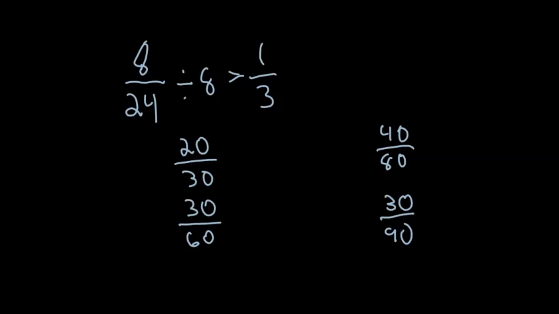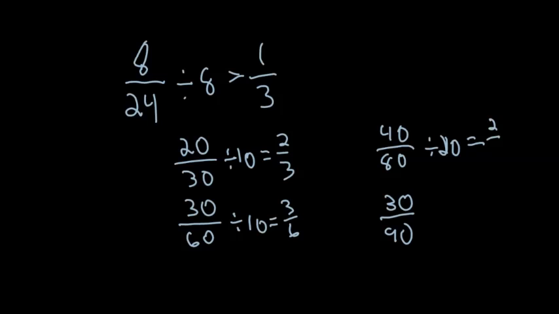to 1/3. So 20 divided by 30, you can divide both those by 10 to equal 2/3. 30 to 60, you can also divide by 10 to get 3/6. 40 and 80, you can divide by 10, actually 20, to give you 2/4, which actually we could have divided by 40. If I divided by 40, we'd have gotten 1/2. I could take that 2/4 and divide it again to get 1/2.